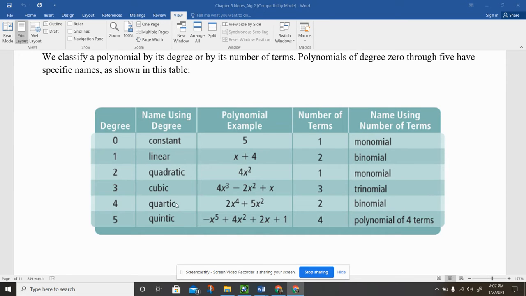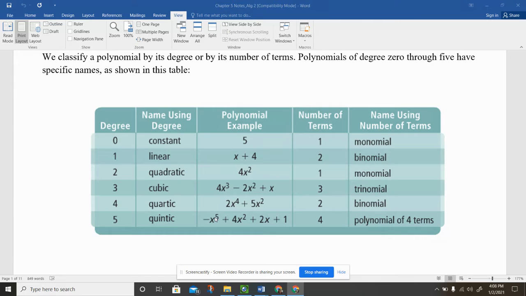A degree of 4 is called a quartic. So this would be your degree because it's your highest exponent. There are 2 different terms here in between my addition and subtraction, binomial because there are 2 terms. And then 5 would be quintic. So right here is quintic because my degree is 5.